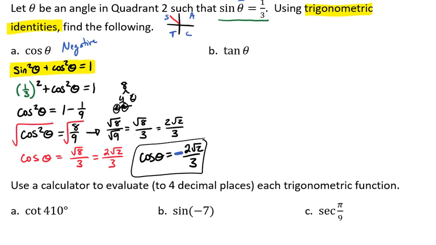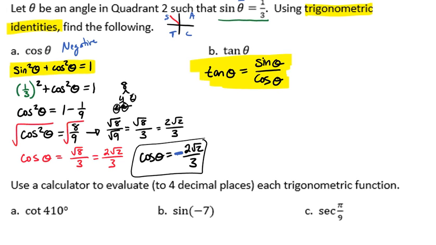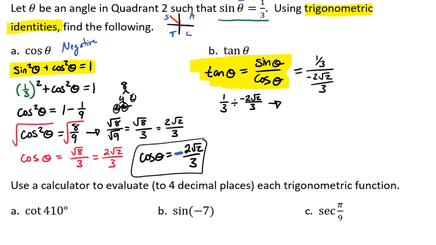For part B, we're asked to find the tangent of theta. Now we know that the tangent of theta is the sine of theta divided by the cosine of theta, and this is one of our trig identities. Well, we know that the sine of theta is 1/3, and we just found that the cosine of theta is negative 2 radical 2 over 3. So we're going to rewrite this so that we can see the keep, change, flip aspect of our fraction divided by a fraction.